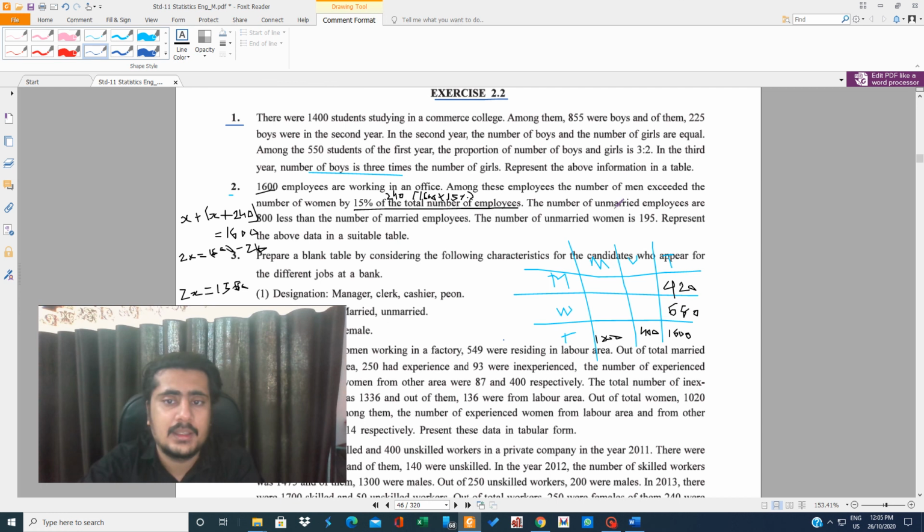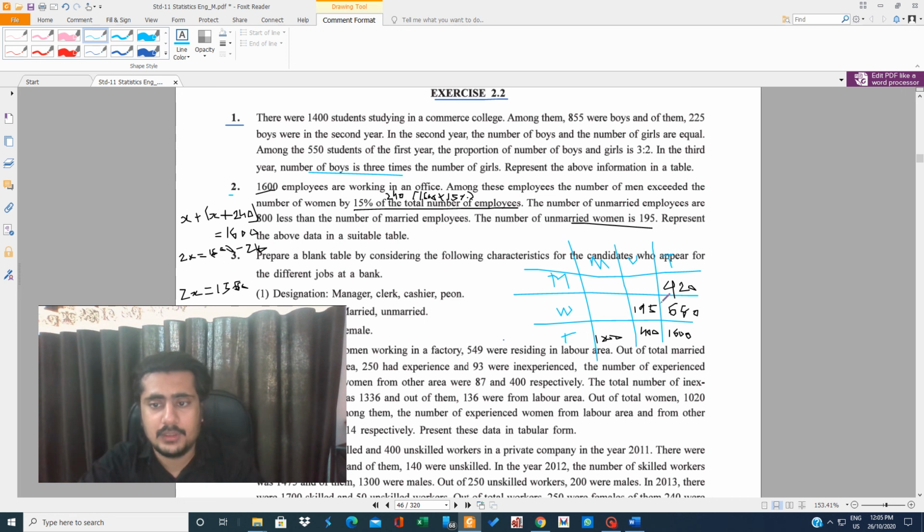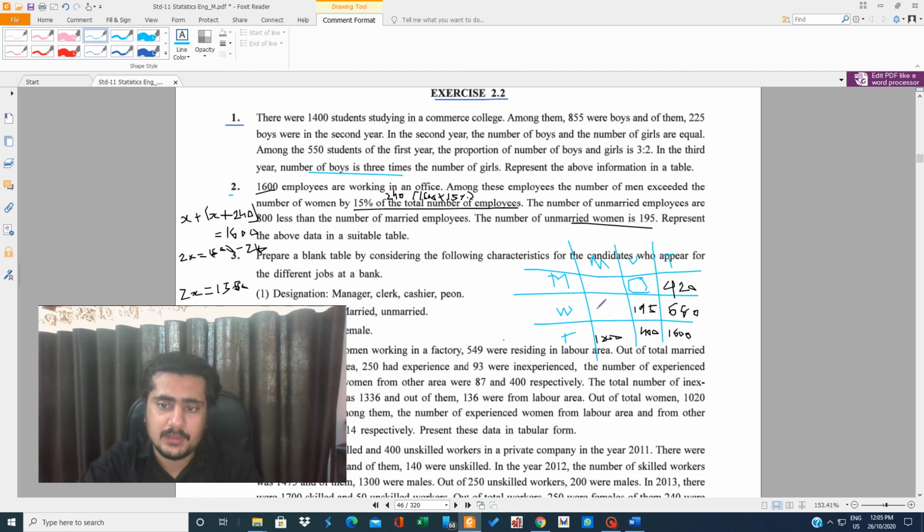Now they told you that the number of unmarried women is 195. As I am writing this figure 195, the whole sum is solved. You just have to balance the things. If you subtract 195 from 400, you will get this figure. Then if you subtract 195 from 680, you will get this figure. This figure you can get from anywhere, from men also, from married also.